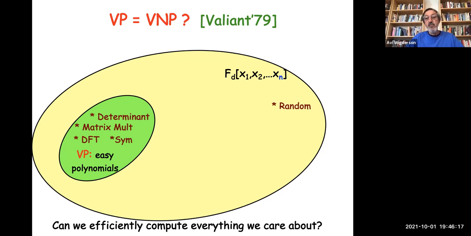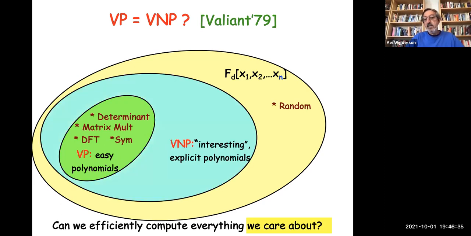A random polynomial will require exponential size circuits to compute. But of course, we don't want to compute random polynomials. We want to compute interesting polynomials. And the only question is what is interesting, and what are the polynomials we care about? Valiant defined them. He defined the class VNP, which I'm not defining yet. But you should think of them as all the polynomials we care about that we can hope to maybe compute efficiently, and that we really love to compute.